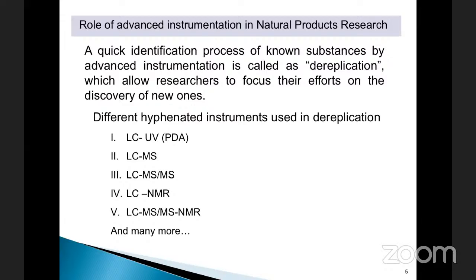So here is how I would read this, and then we will discuss it. The quick identification of known substances by advanced instrumentation is called dereplication, which allows researchers to focus their efforts on the discovery of new ones. Different hyphenation techniques used in dereplication: LC-UV, PDA, LCMS, LCMSMS, which is nothing but the fragmentation, LC-NMR, and LC-MS-MS-NMR. And there are furthermore techniques which include GC, GCMS, GCMSMS as well.